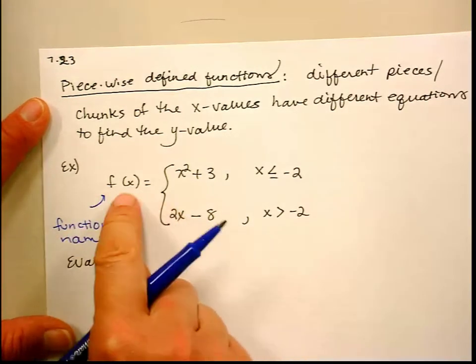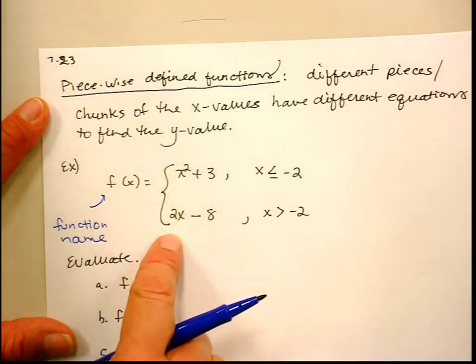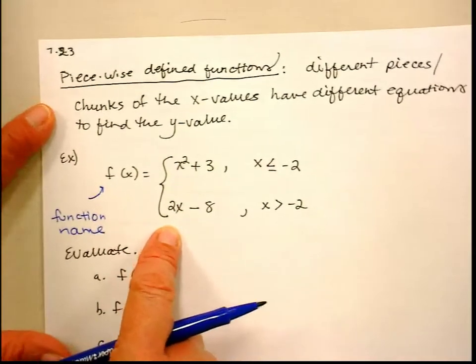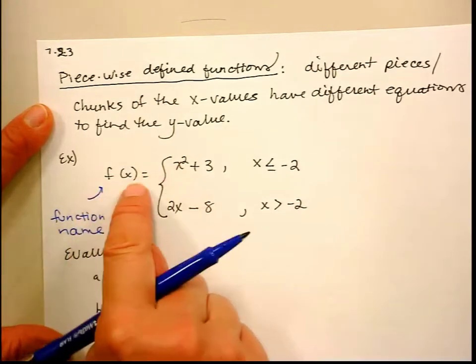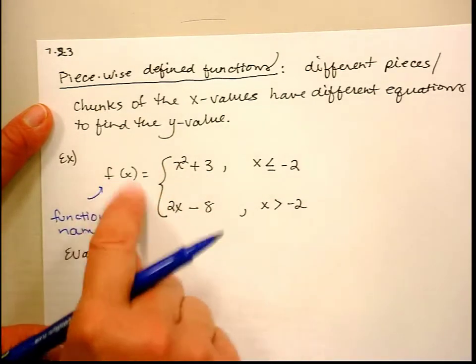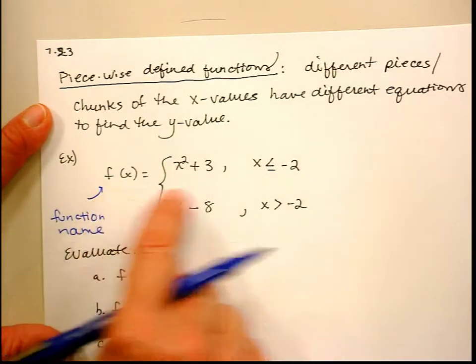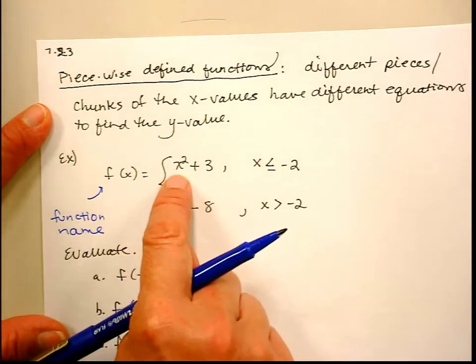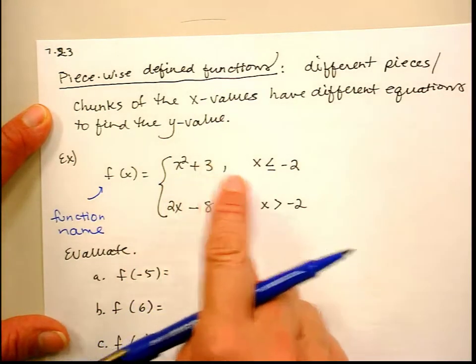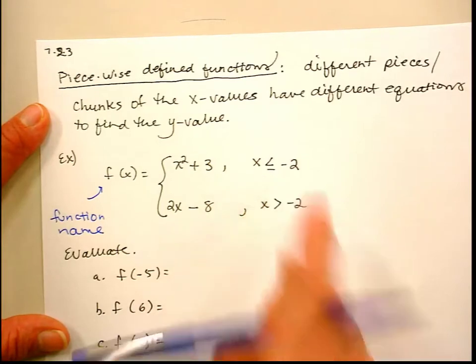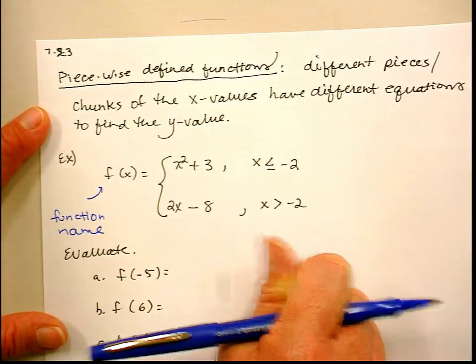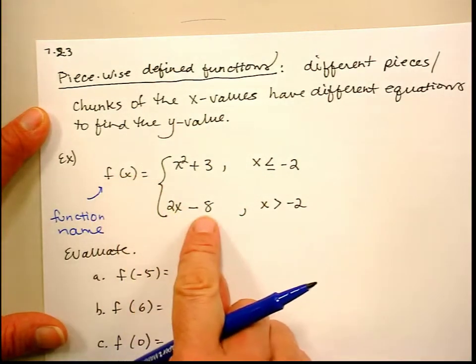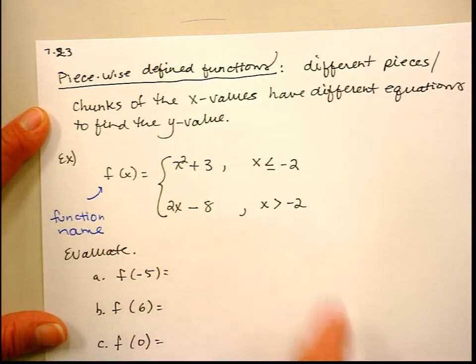So f of x equals, and then we do kind of like a set brace, but it's just the one. The definition of f of x will give us the y values: it's x squared plus 3 if the x value we have is less than or equal to -2, or it's 2x minus 8 if the x value is greater than -2.